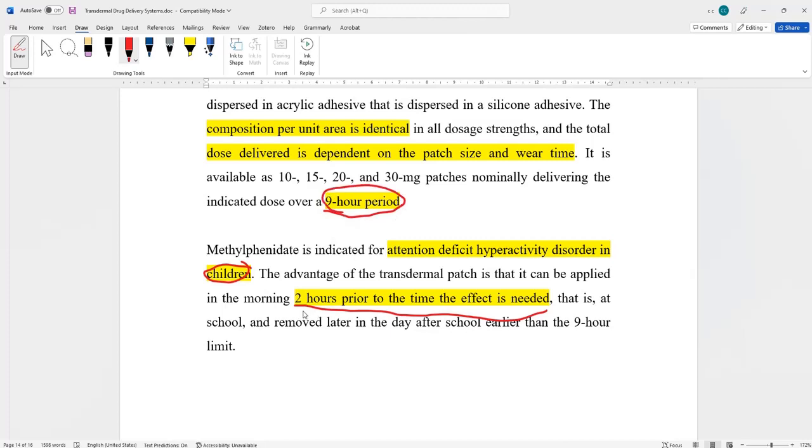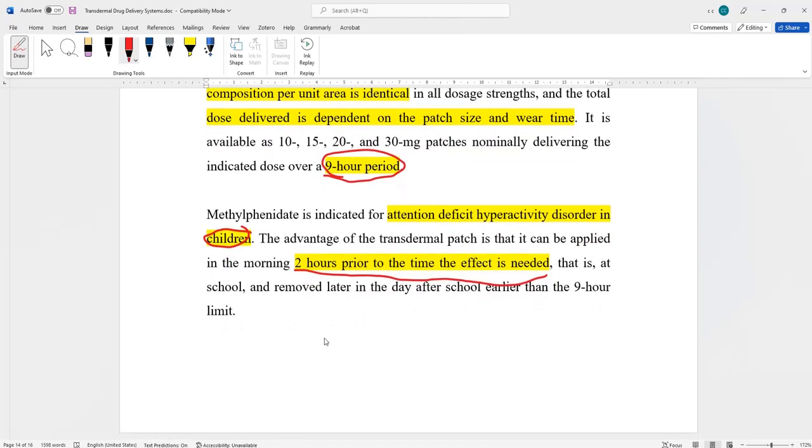Okay, why is it so suitable and nice? Because, you know, children go to school, and those who have attention deficit hyperactivity disorder cannot focus with the teachers and they will have problems.